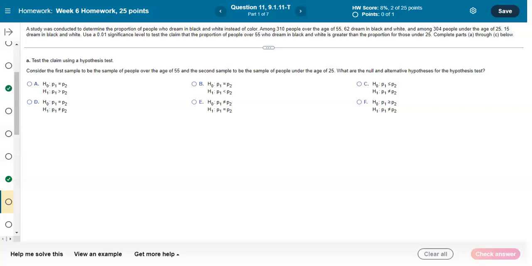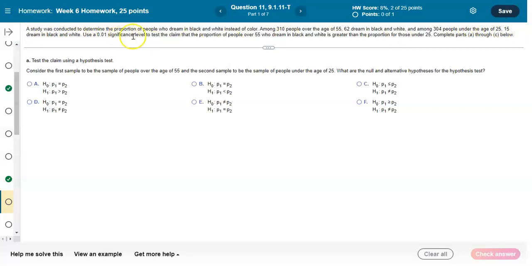In this video, we're going to see how we can do a hypothesis test for two population proportions using Excel. This question says, a study was conducted to determine the proportion of people who dream in black and white instead of color. Among 310 people over the age of 55, 62 dream in black and white. And among 304 people under the age of 25, 15 dream in black and white.